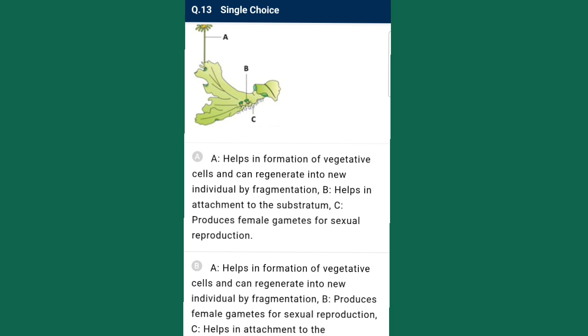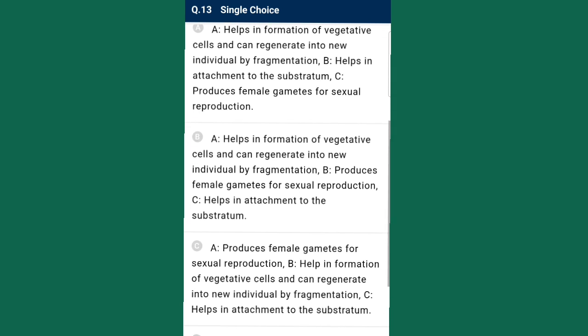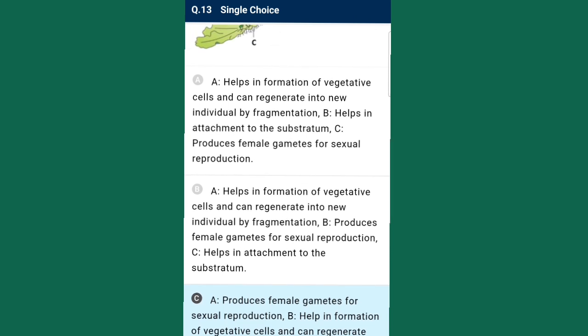C represents rhizoids, or root-like unicellular structures in liverworts. So the answer for this question is option C. A produces female gametes for sexual reproduction. B helps in formation of vegetative cells and can regenerate into new individuals by fragmentation. C helps in attachment to the substratum.